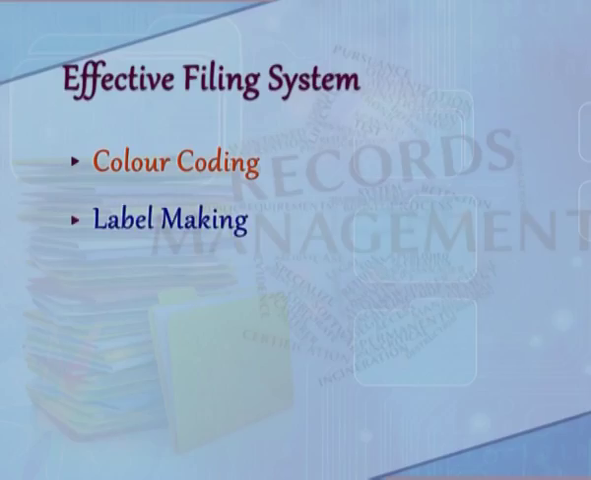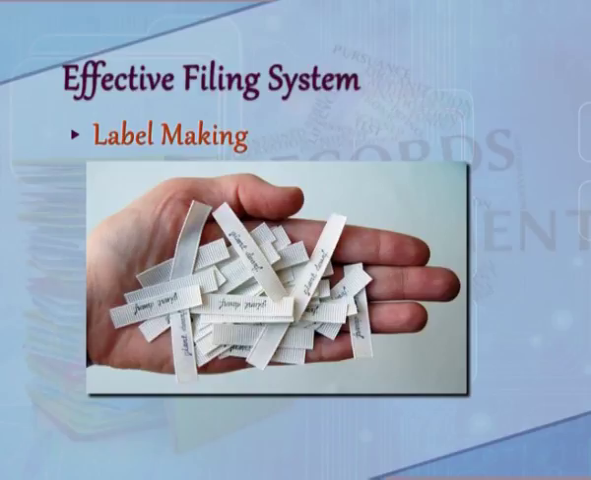Label making. Now the next step is to label each colored file. When creating your labels, move from general to specific. Keep related files in close proximity to each other. Do this again and again for every grouping of files until you have labeled every file in each major category.